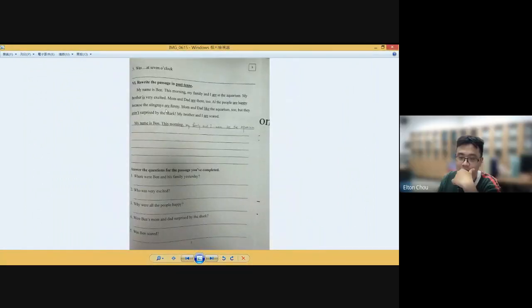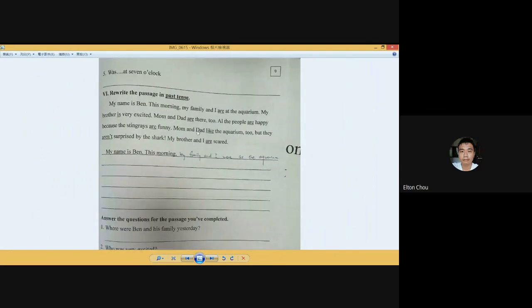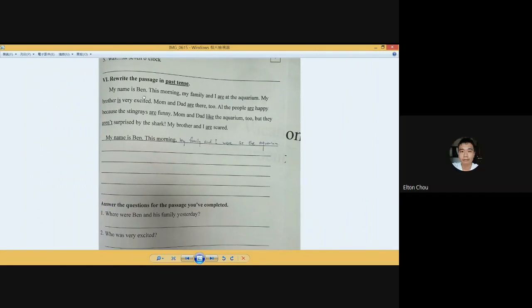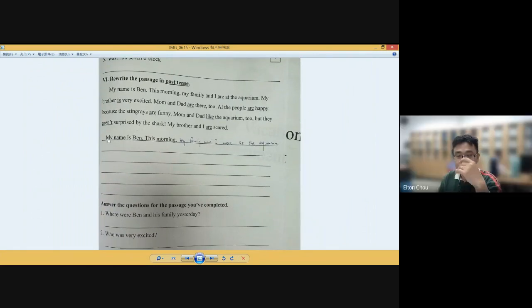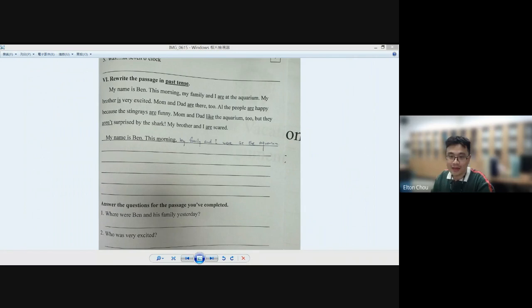Okay. So how about the last part? My name is Ben. We change it to past tense. Change it to past tense. First of all, you need to copy. Okay, this morning my family and I. Okay, are changed to were, right? So you need to copy all the sentences and try to change the verbs to past tense.